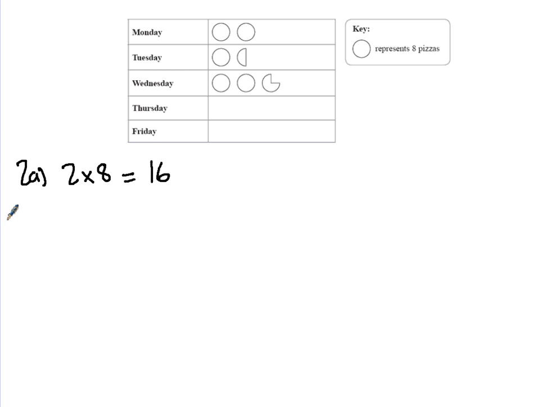B, work out the number of pizzas delivered on Wednesday. So Wednesday we've got 1, 2, and then 3/4. So you want 3/4 of 8. So we've got 8 and 8. To work out 3/4 of something, divide by 4. So we have 8 divided by 4, which is a quarter, which is 2. And then because we want 3 lots, 3/4, we times 2 by 3, which will give us 6. Then add our 6 on. That will then give us 22.